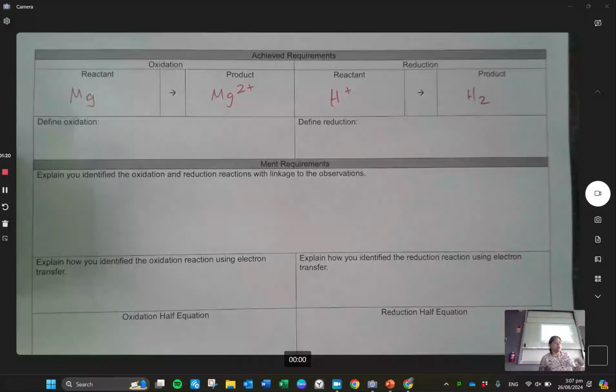The other thing is noting that you had hydrogen ions. Again, you couldn't see them, but they are in solution. They are colorless ions. We noticed that bubbles were forming, and since bubbles were forming and they were colorless bubbles, we know that it's hydrogen gas that was coming out of there.